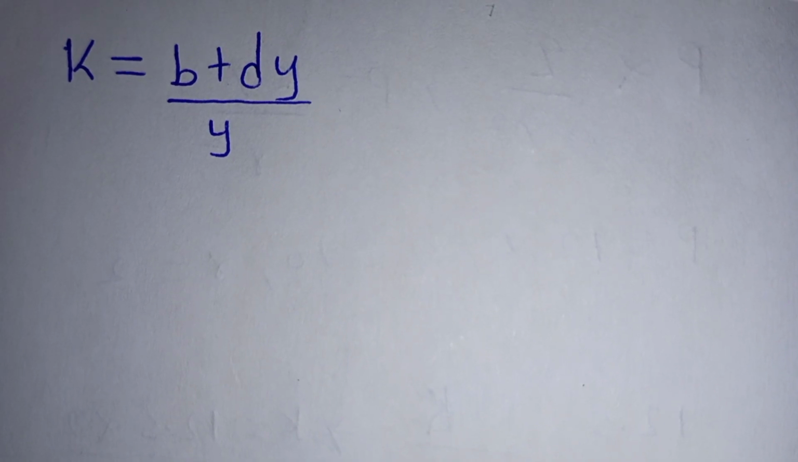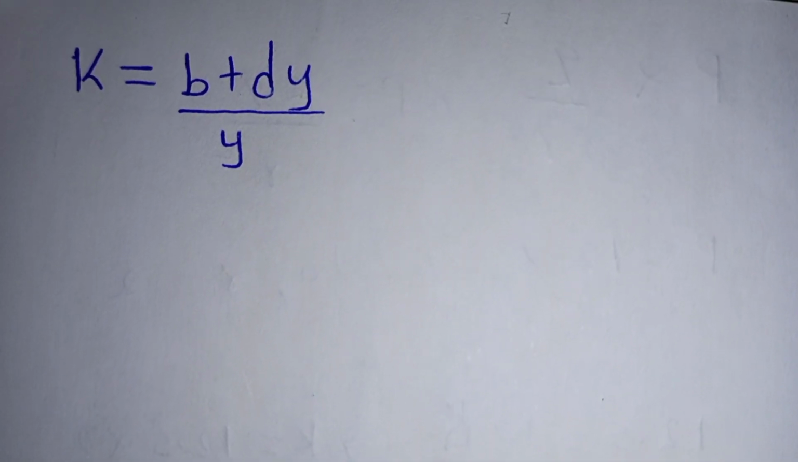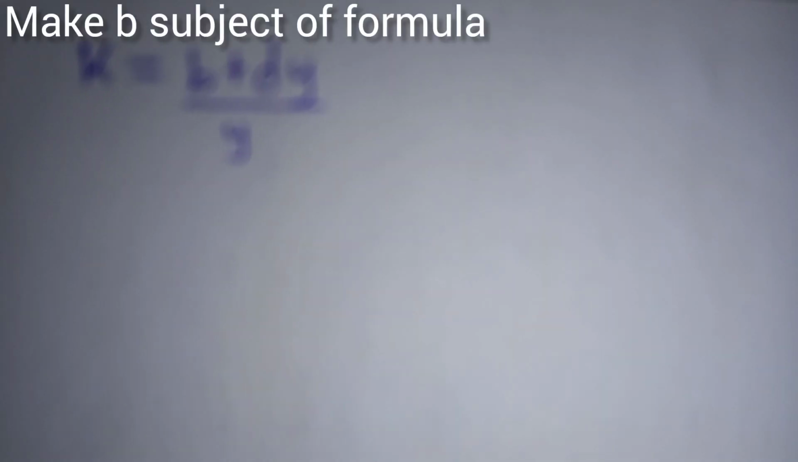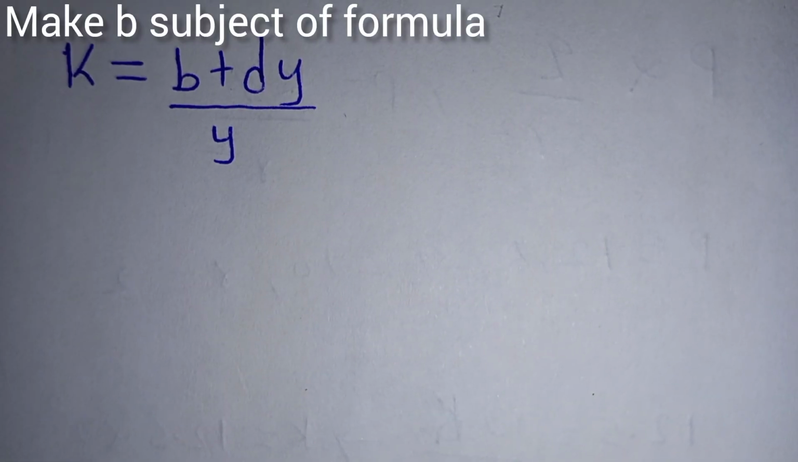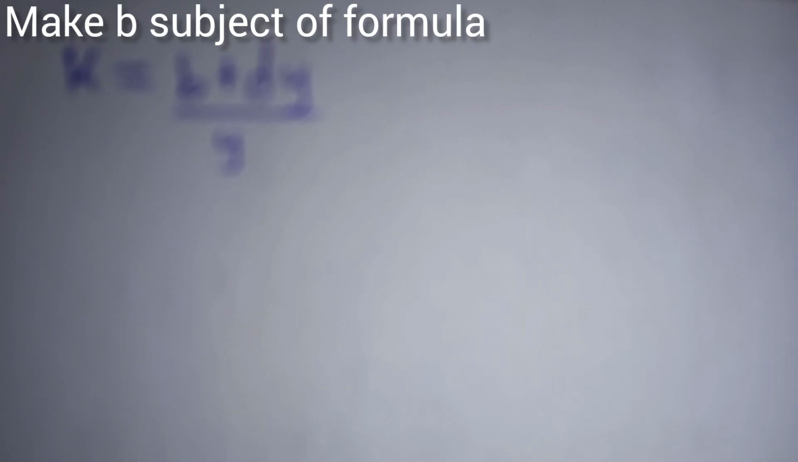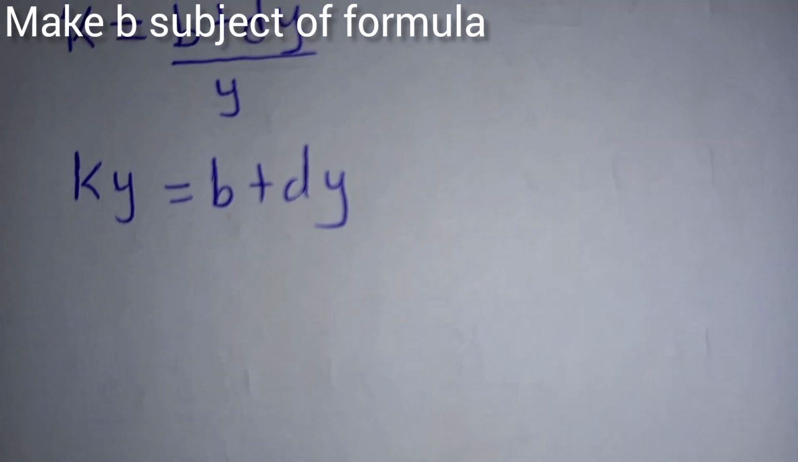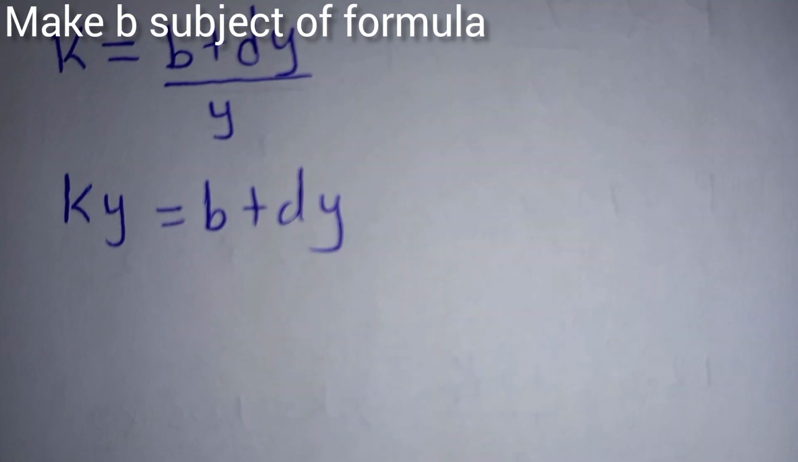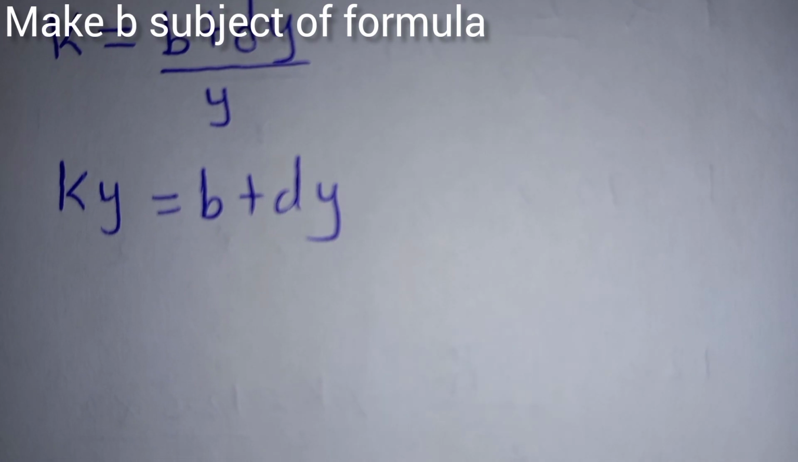Make B the subject of the formula. So to make B the subject of the formula, we need first of all to multiply by y both sides. So multiplying by y on both sides, we shall have ky is equal to b plus dy.